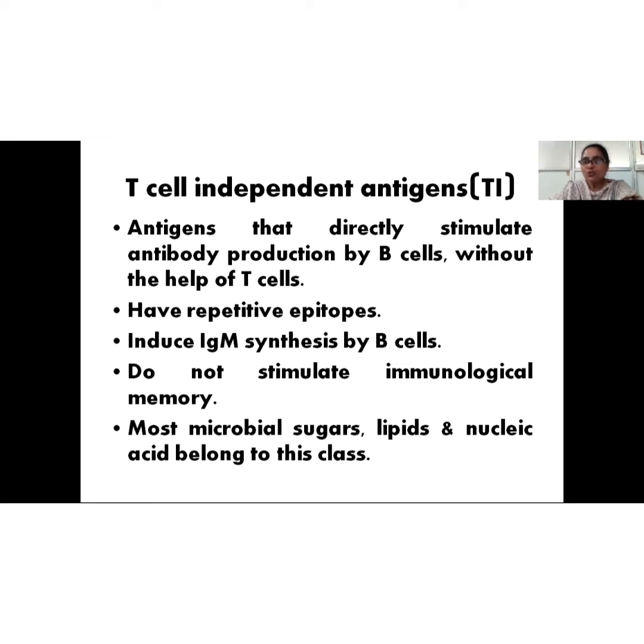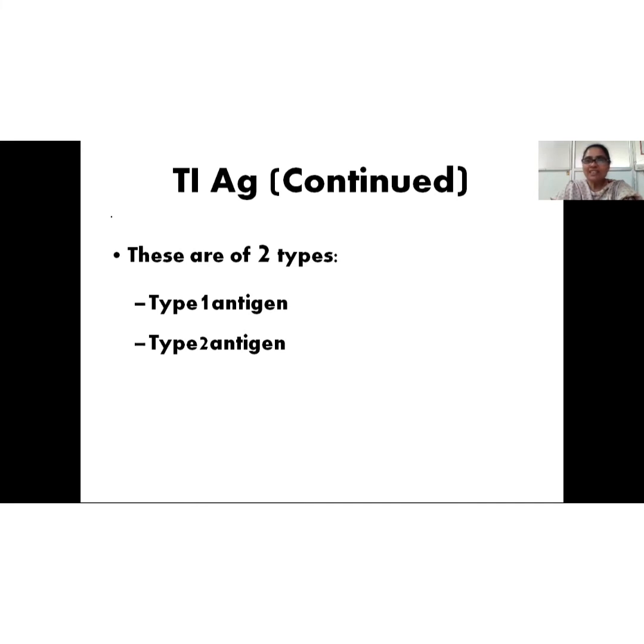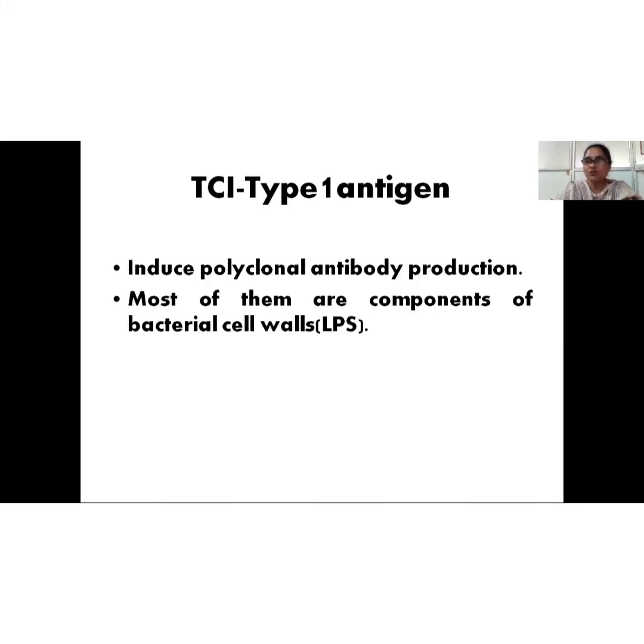Most microbial sugars, lipids and nucleic acids belong to this class. So these are the examples of T cell independent antigens. T cell independent antigens are of 2 types, type 1 antigen and type 2 antigen. Type 1 is the one which induces polyclonal antibody production. That means B cells of different lineages can produce antibodies in this case.